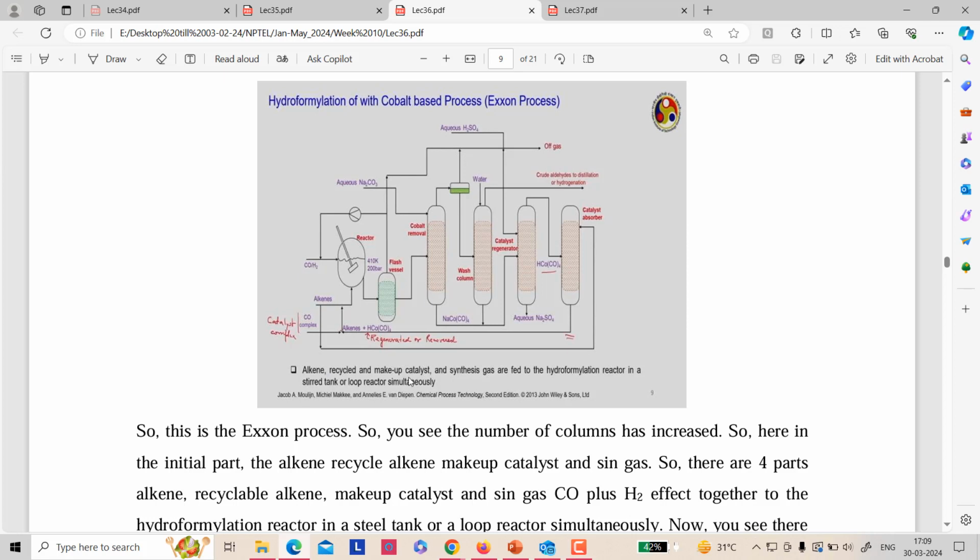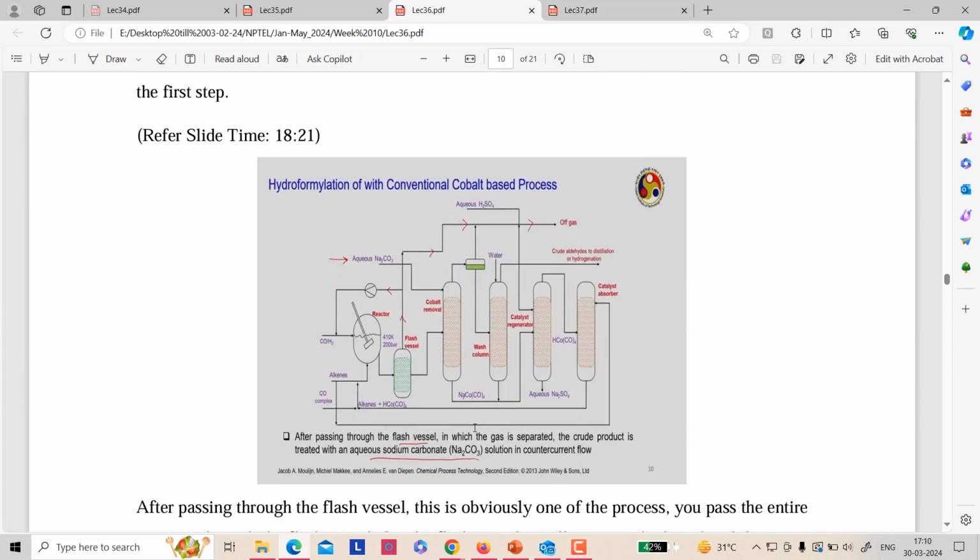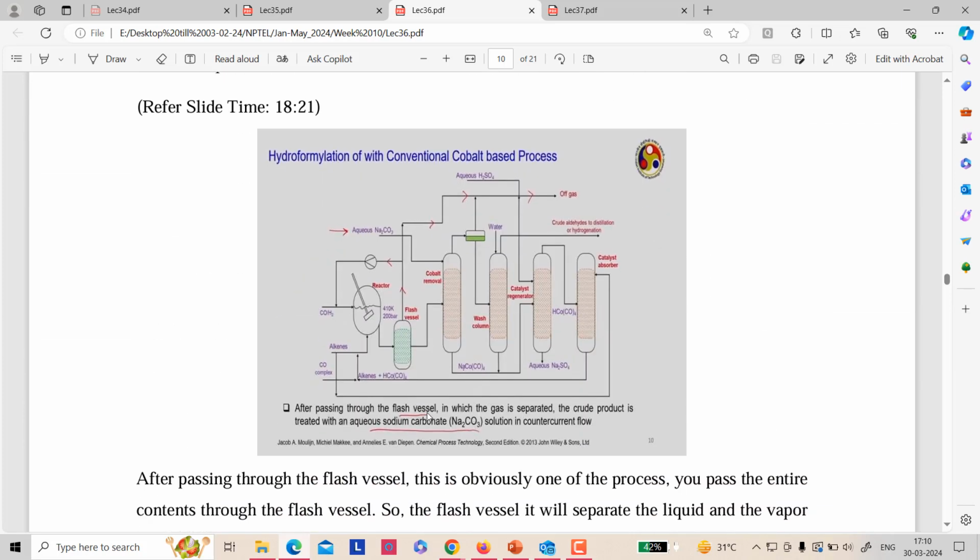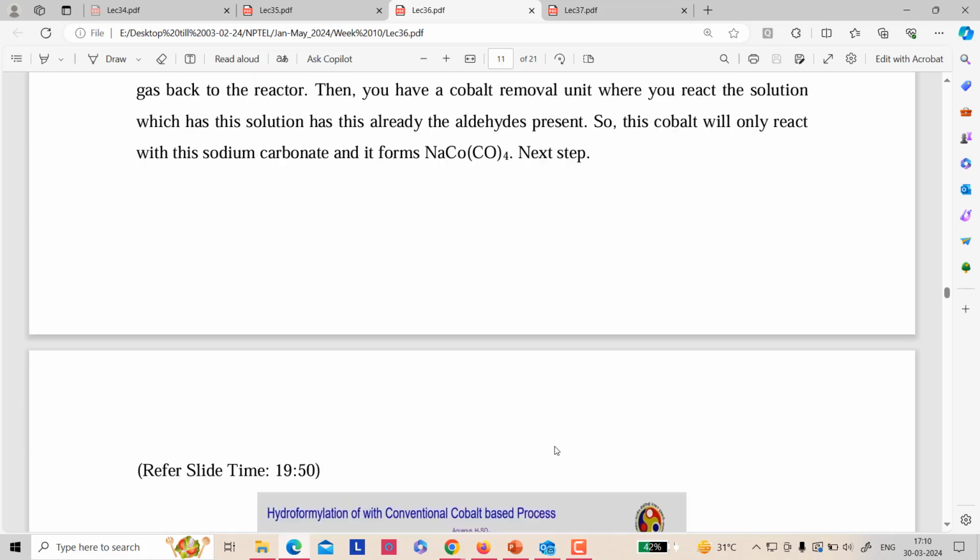So this is how the hydroformylation reaction, the Exxon process, is done. It is written everywhere in the bottom. Alkene, recycled and makeup catalyst, and synthesis gas are fed to the hydroformylation reactor in a stirred tank or loop reactor simultaneously. Then after passing through the flash vessel in which the gas is separated, the crude product is treated with an aqueous sodium carbonate solution in countercurrent flow.